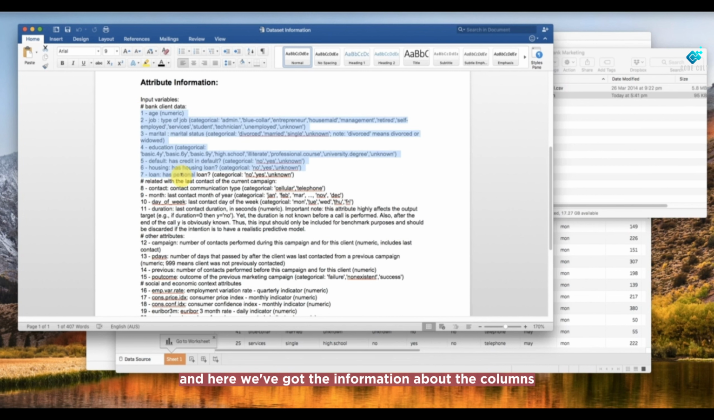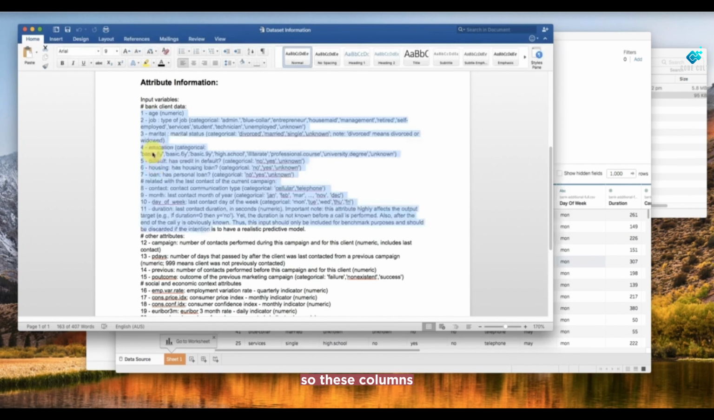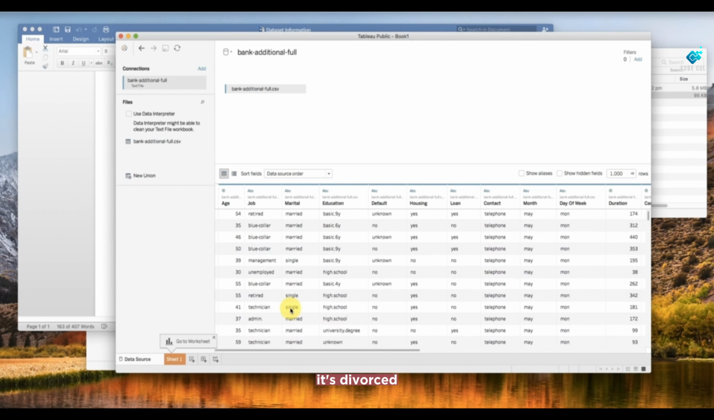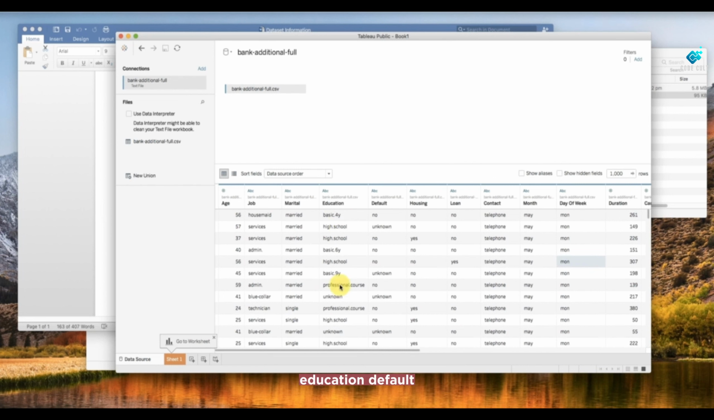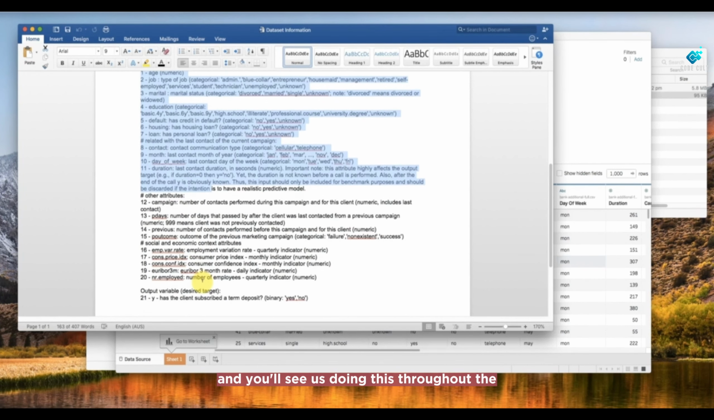And here we've got the information about the columns. So the columns that you see here, you can find information about them here. These columns describe every single person that was contacted. So that's their age, 56. That's their job, housemaid or admin or blue collar technician. That's the marital status, married, single, there's divorced, there's a few other ones, education, default. Some of them are intuitive, like basic 4 years, high school and so on. Some are not. If they're not intuitive, you can just go back and find out what they are. And you'll see us doing this throughout the coming tutorials.